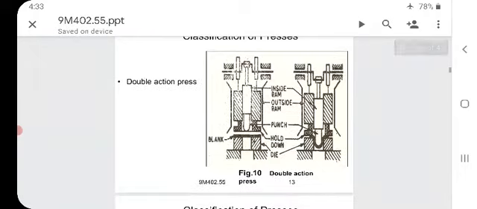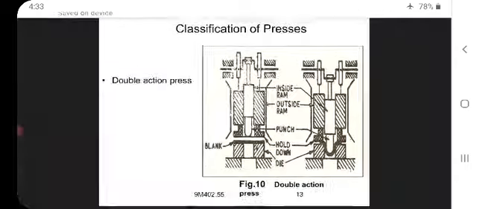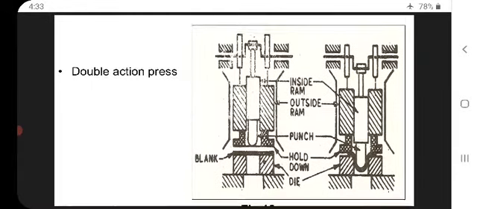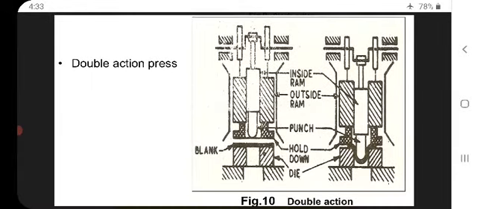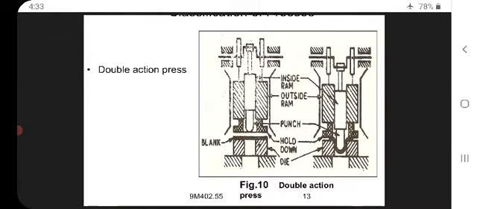Here we can see the double action press. So what is happening here? I will read out the main points once. Blank, die, hold down, punch, outside ram and the inside. So what we can do? We can make two different operations at a time, or we can perform two different types of operations at a faster rate when compared to a single action press.